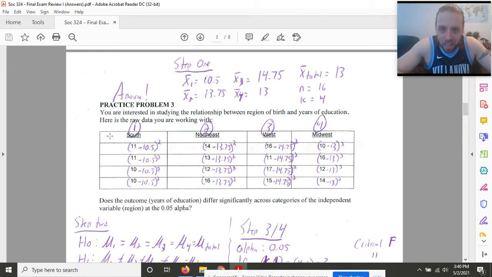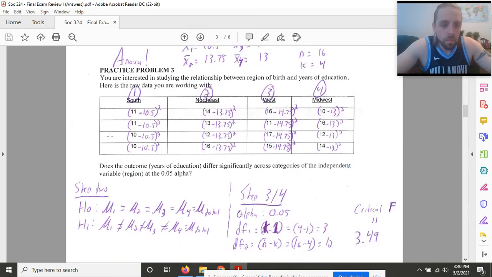And then if I take all 16 of those individuals, regardless of the group that they're in, and calculate X bar total, that is the mean for everybody, that comes out to 13. I also then write down N and K. N in ANOVA refers to the number of observations. I have 16 here. K refers to the number of groups. That's 4. And that's going to allow me to get started here.